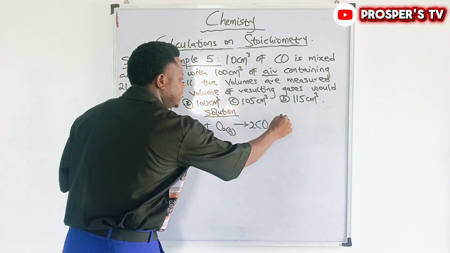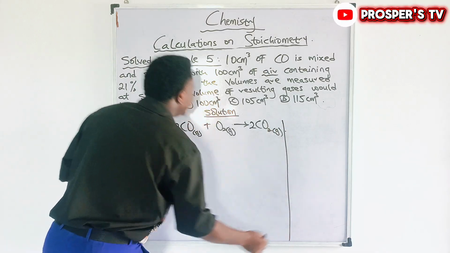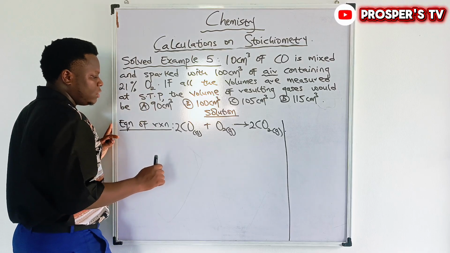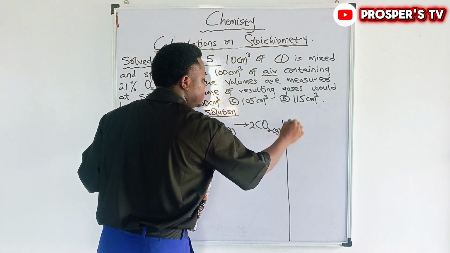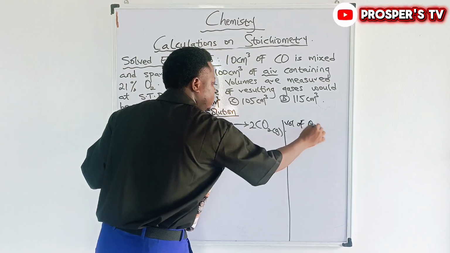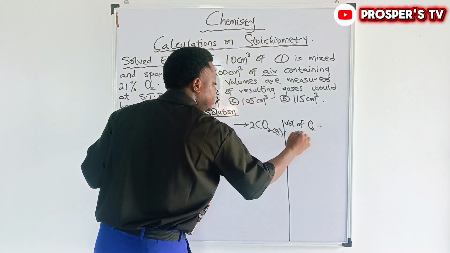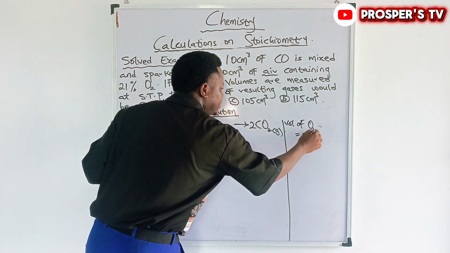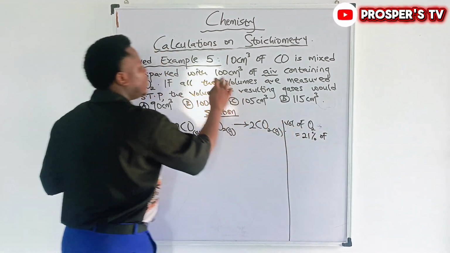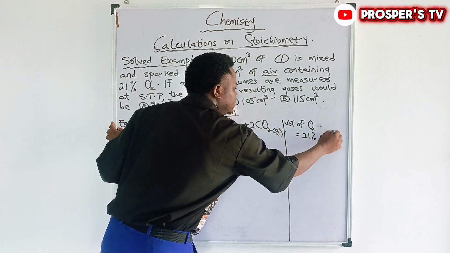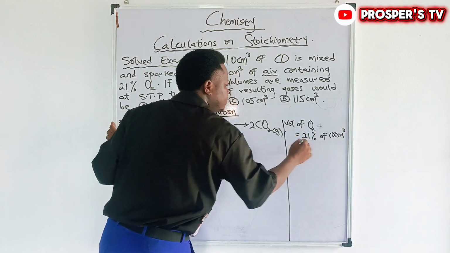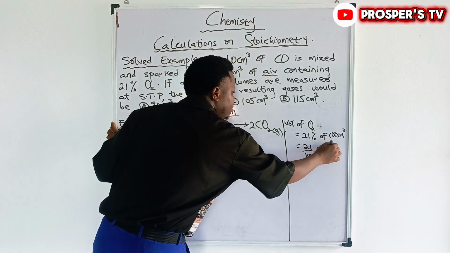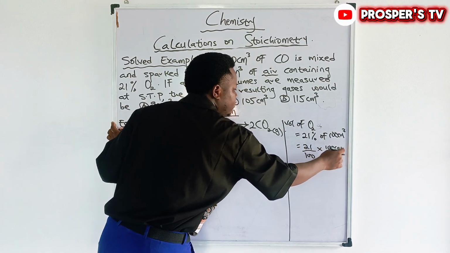Before we can make use of this equation effectively, I will quickly do something by the side here. I will need to calculate the volume of oxygen in the air. So the volume of O2 is going to be 21%, according to the question, out of a total volume of 100 centimeter cube. That becomes 21 over 100 multiplied by 100 centimeter cube.